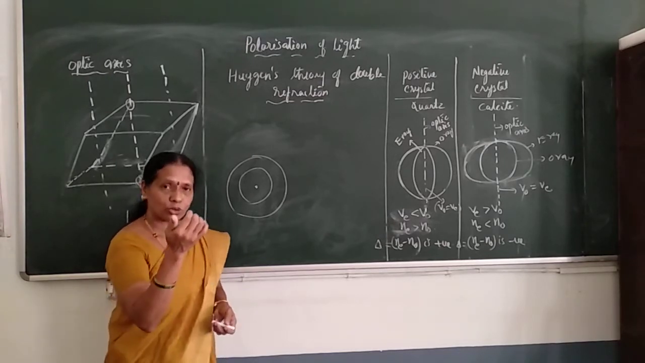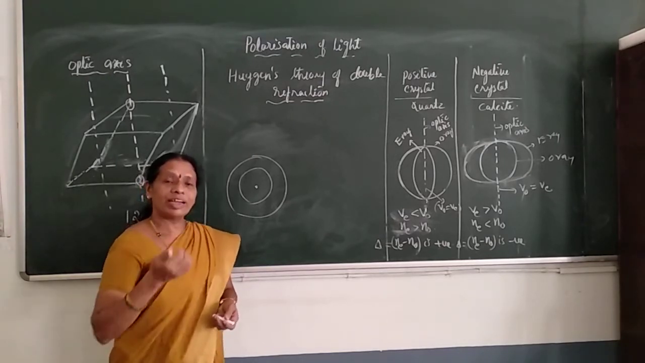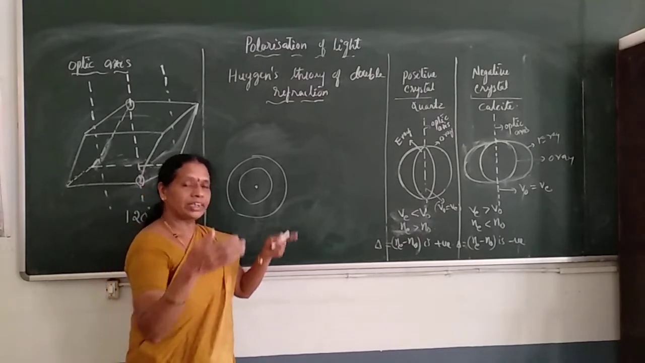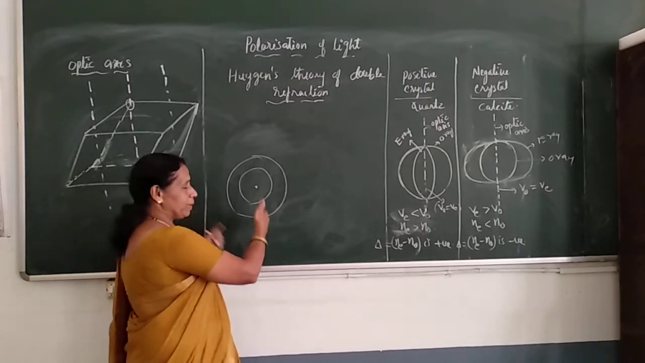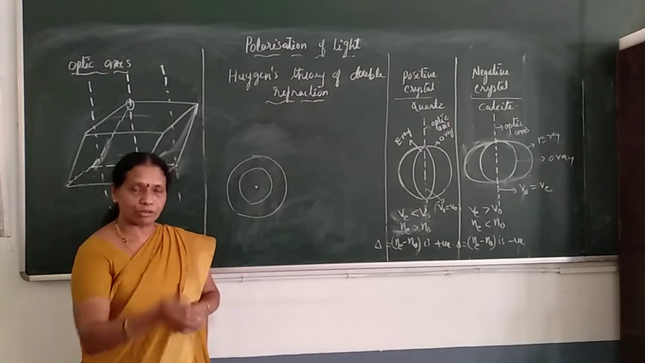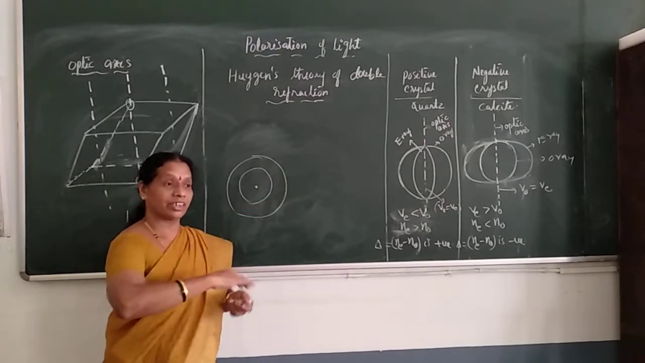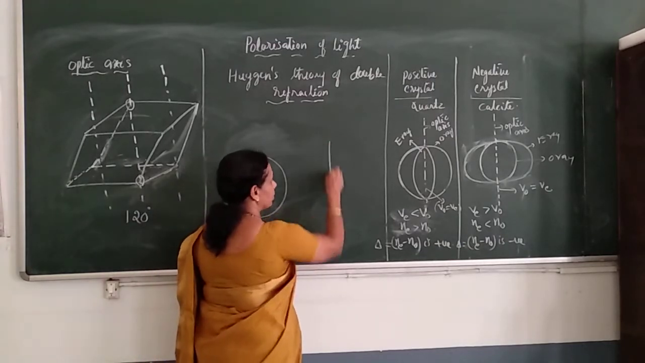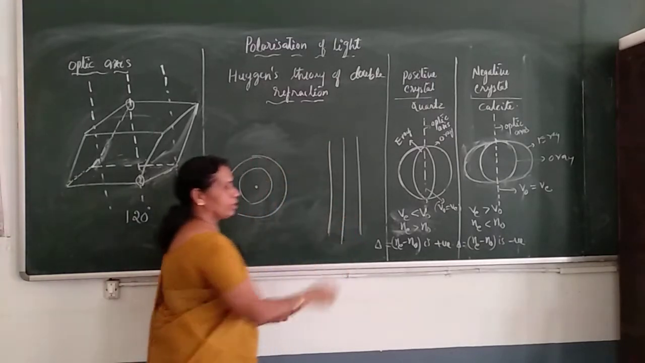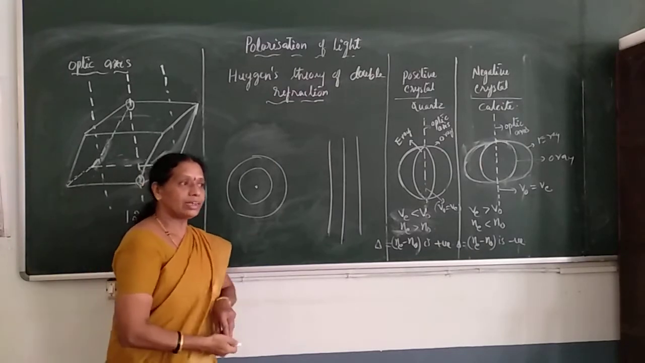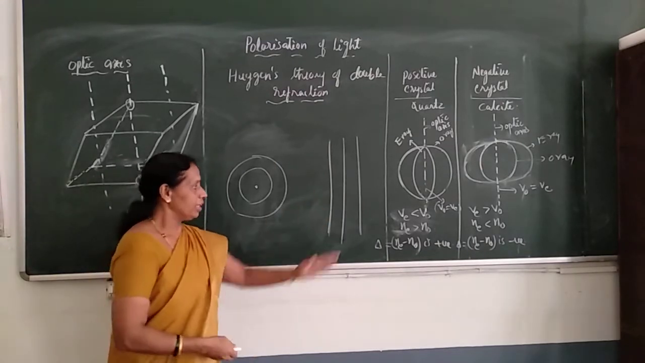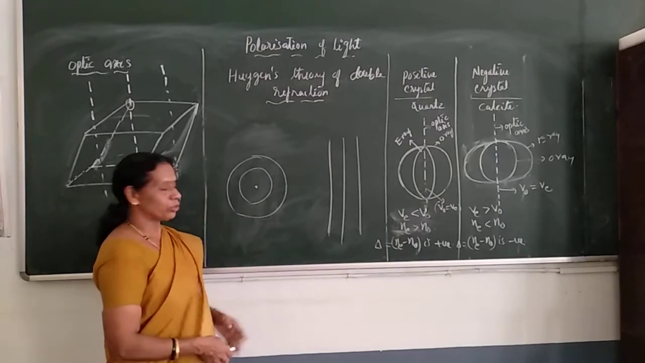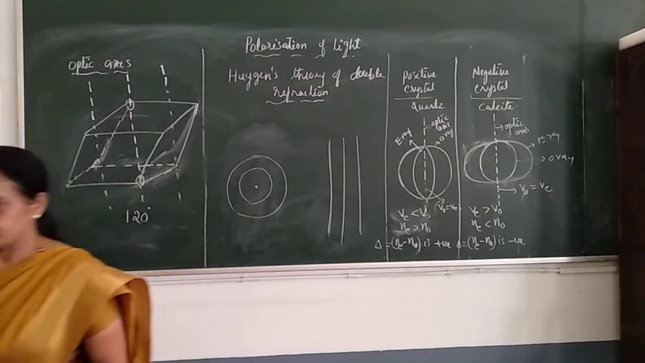In the case of a source having finite size, a linear source, the wavefront is cylindrical in shape. The spherical wavefront as well as the cylindrical wavefront, at a larger distance, is considered as a plane wavefront. These are the three types of wavefronts.